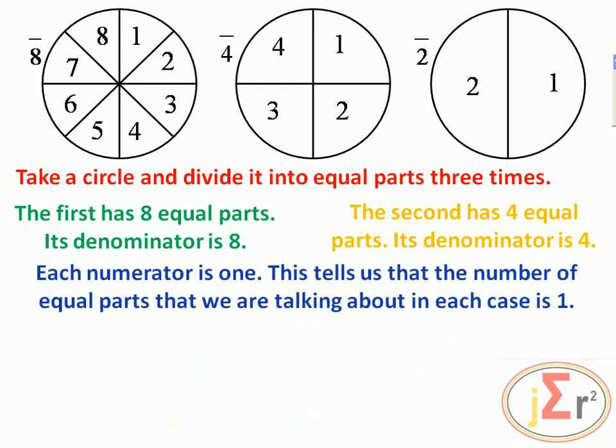Each numerator is 1. This tells us that the number of equal parts that we are talking about in each case is 1. Look at that animation, Jerry. Nice. Shade one part of each circle. So let us do that. Shade one part.